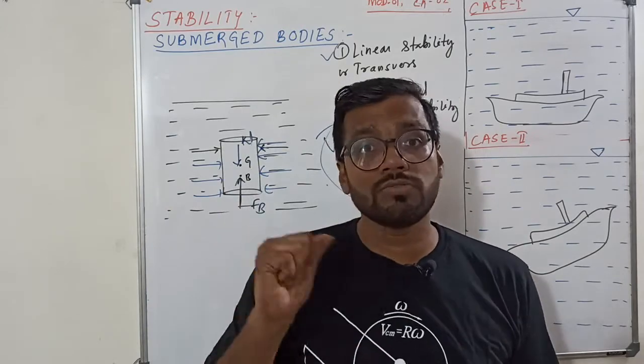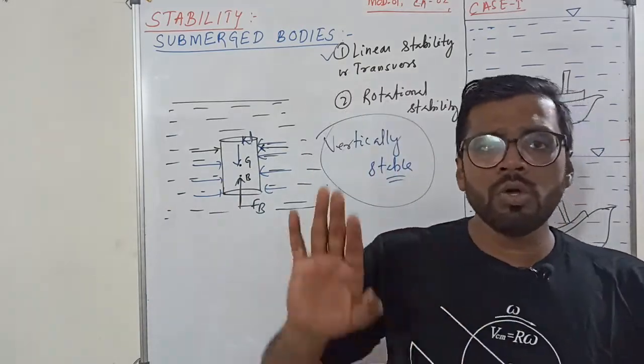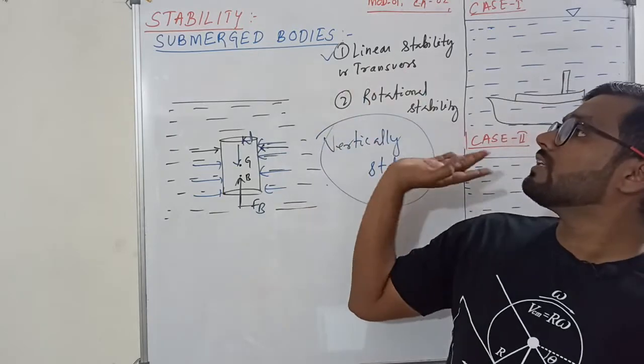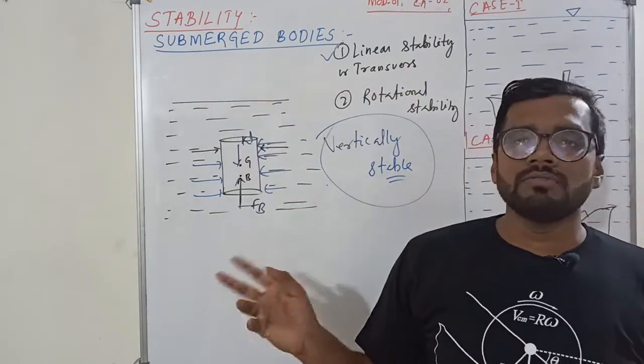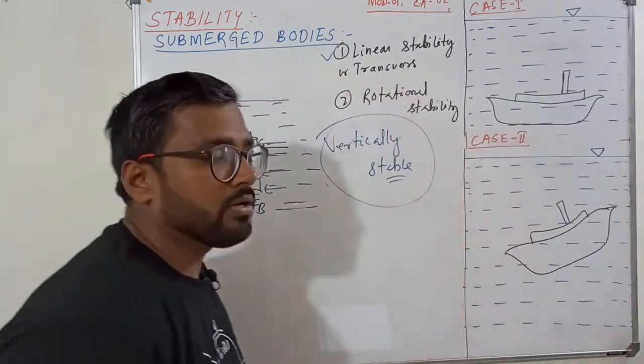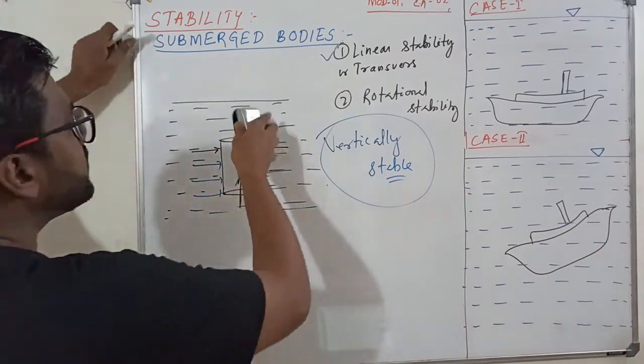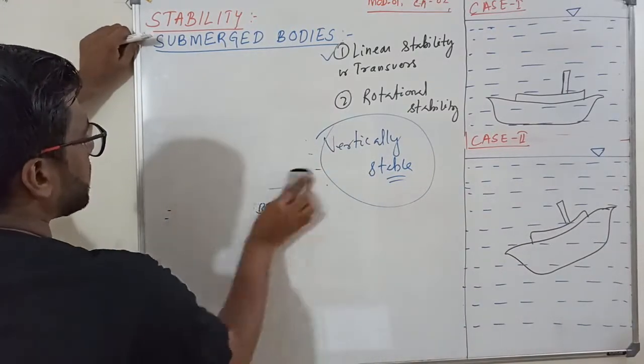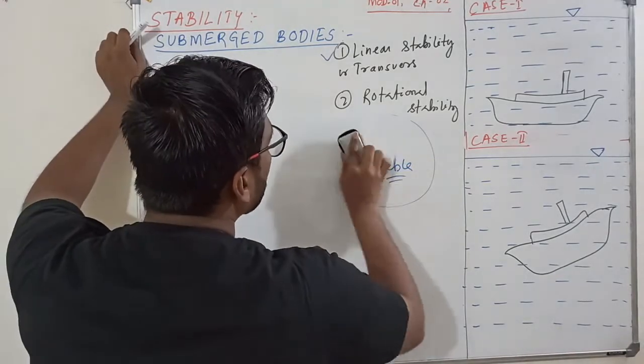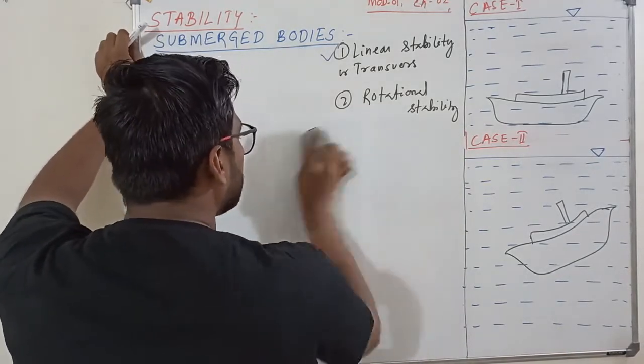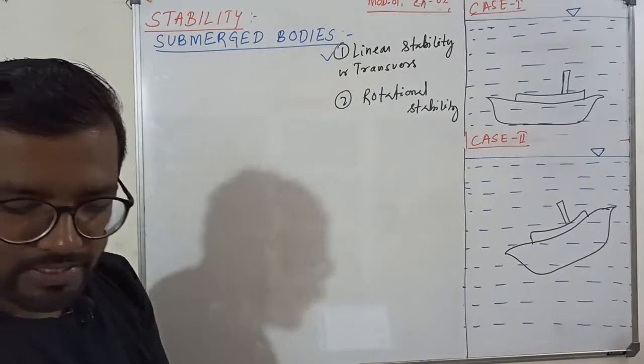These notes we will write, don't worry. For linear or translational stability of a submerged body, I have no issue because they are already stable. So what do I need to find? I need to go for rotational stability. Now this is interesting, how we make it rotationally stable.